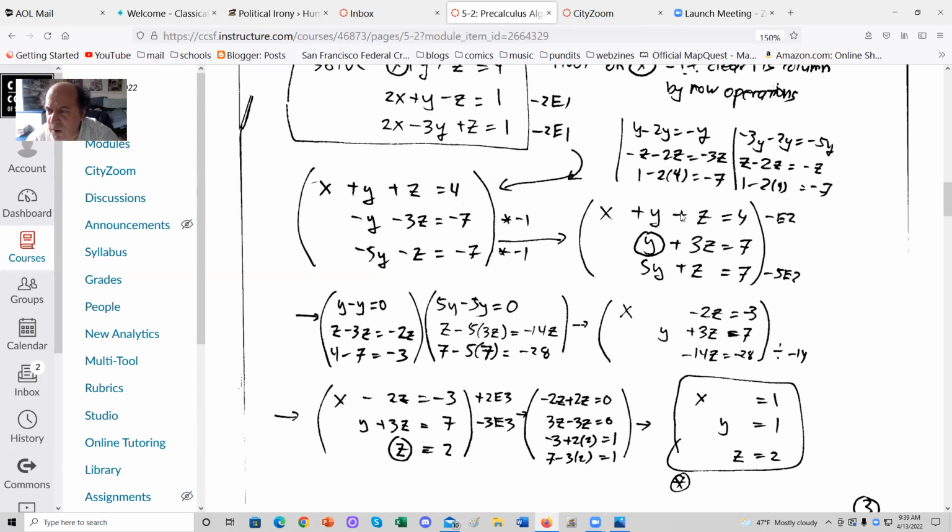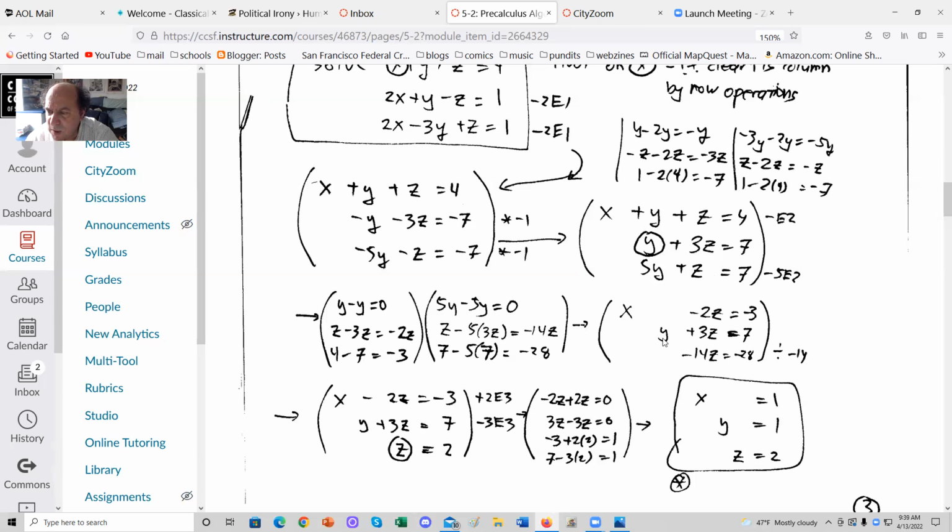So for the first equation, if we subtract equation 2, y minus y cancels. And then z minus 3z is a negative 2z. Put a negative 2z here. And 4 minus 7 is a negative 3, which we put here. So this first equation becomes x minus 2z equals negative 3. Second equation, we keep the same.